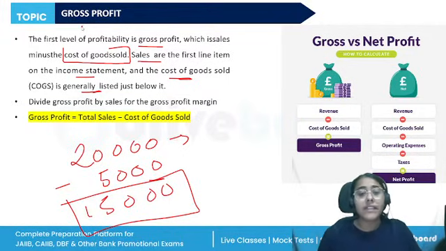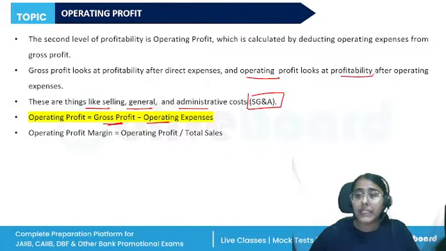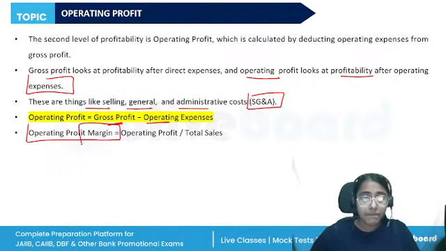Then we arrive at the second level of profit by subtracting from the gross profit the operating expenses. Operating expenses are related to the selling, general, and administrative costs. In short, we call it as the SG&A, right? So operating profit looks at the profitability after the operating expenses. Similarly, we can also calculate the operating profit margin by dividing the operating profit by the total sales.